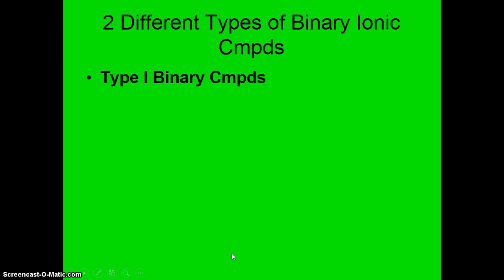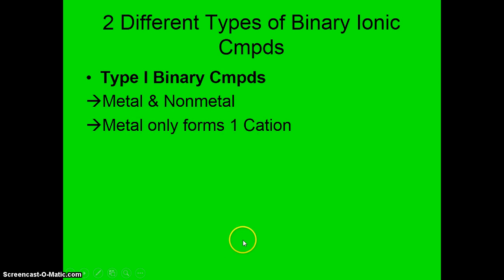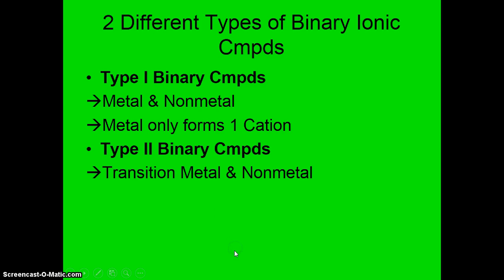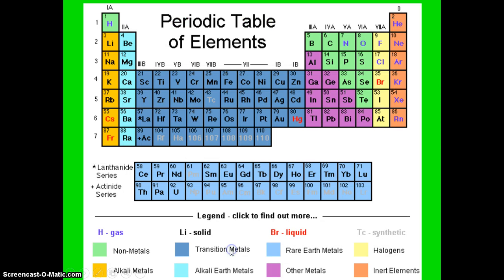There are two different types of binary ionic compounds. Type 1 is going to be a metal, or a true metal, and a nonmetal. These metals only form one charge, one cation. Type 2 binaries are going to be a transition metal and a nonmetal. Transition metals are a little strange. They can form more than one cation. So let's take a look at this periodic table to identify where those are.